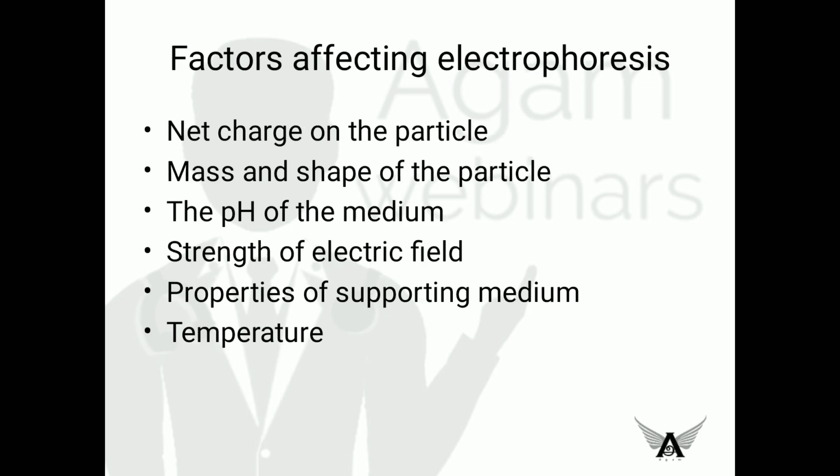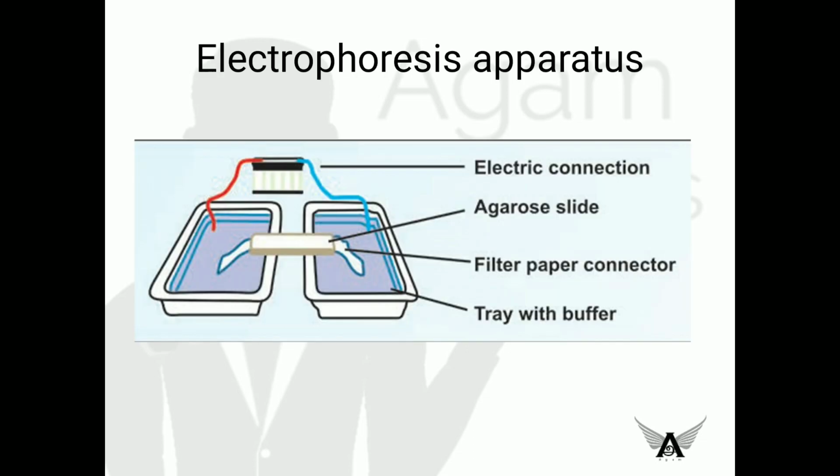Okay, next are the factors which affect electrophoresis. The rate of migration or separation of particles during electrophoresis depends on the following six factors: net charge on the particle, mass and shape of the particle, the pH of the medium, strength of the electric field, the properties of the supporting medium, and the temperature. See, this is the electrophoresis apparatus.